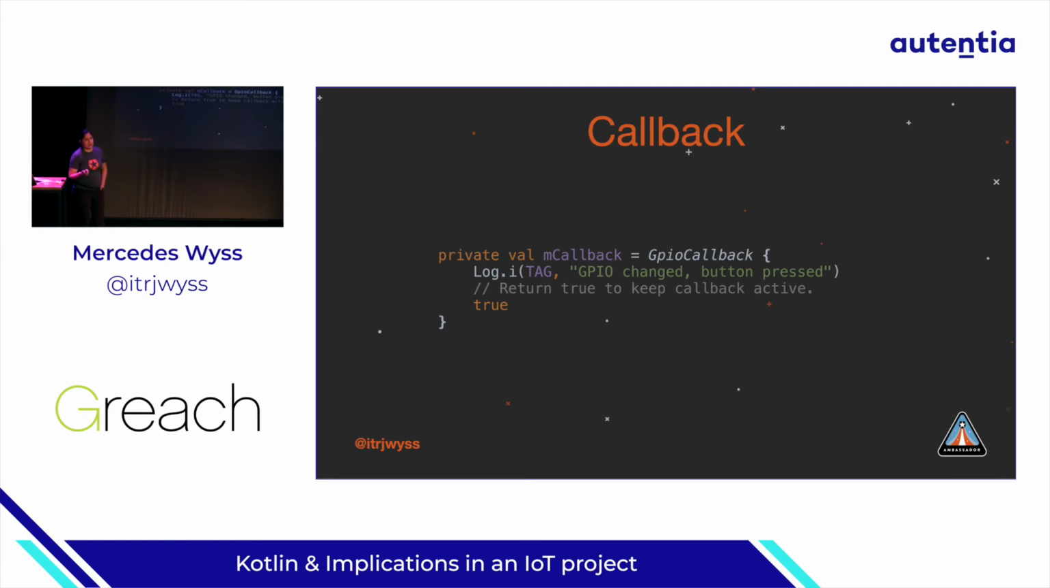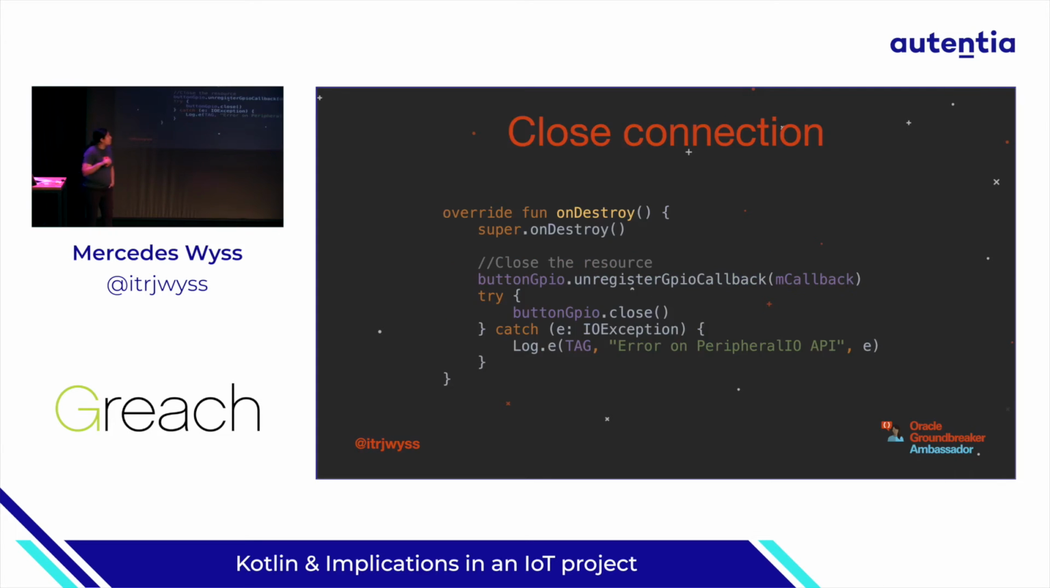If I send true, it means that I read now, and I will continue reading. If I put false, I read once, but I will not continue reading anymore during the duration of my project. So we need to remember to close the connection when my activity dies. In this case, it's like my project dies. So I will unregister my callback, and I will close my GPIO connection.